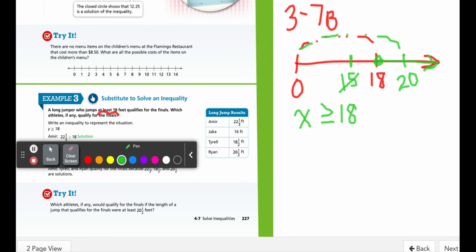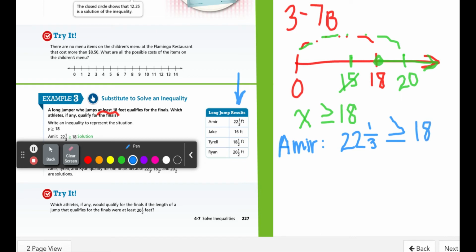So if we look at the long jump results here, we can see how far everyone jumped. So Amir jumped 22 1/3 feet. So let's plug in. So Amir, and now we want to plug in using the inequality. So instead of saying x, we're going to say 22 1/3 because that's what the chart tells us how far Amir jumped. So is 22 1/3 greater than or equal to 18?